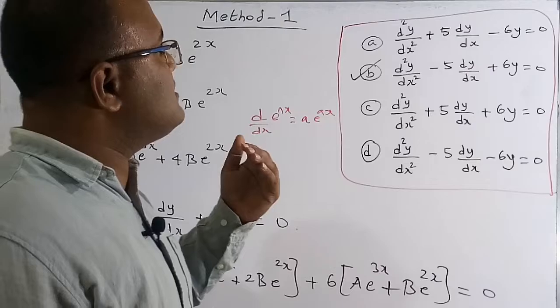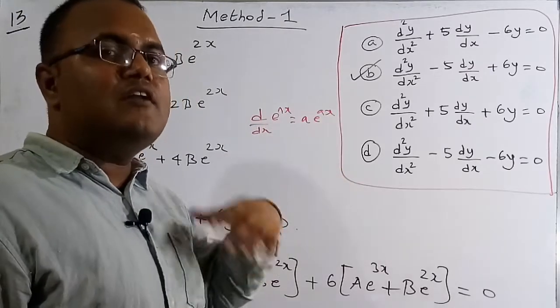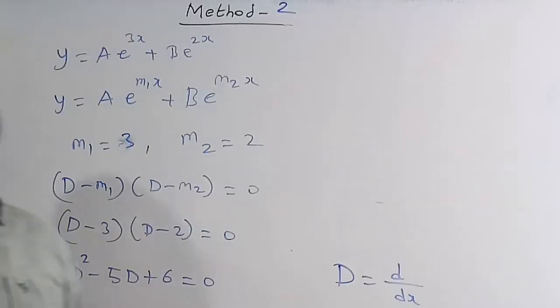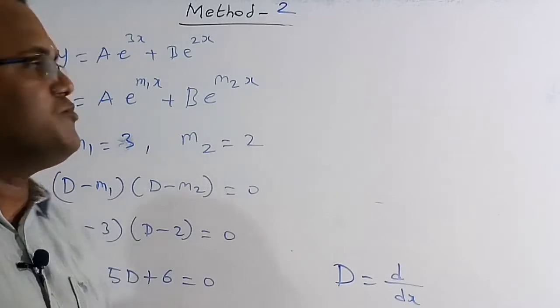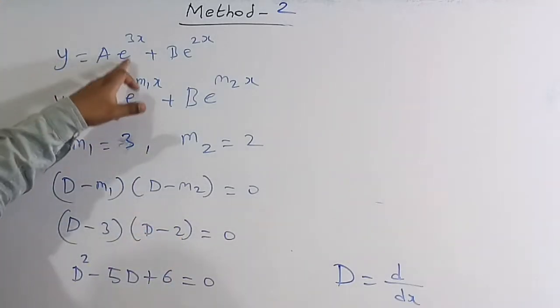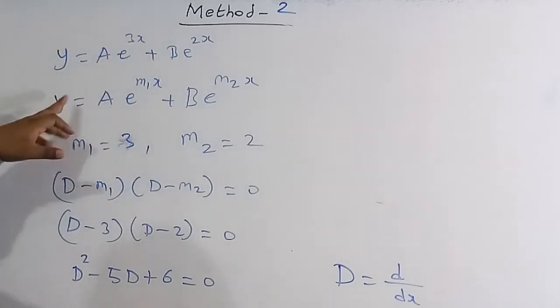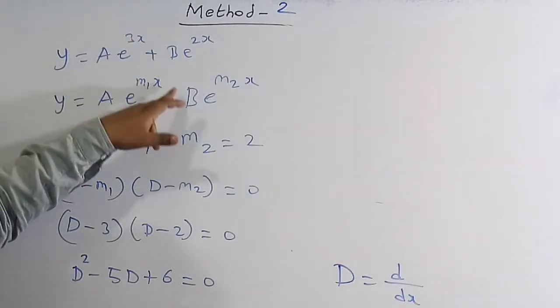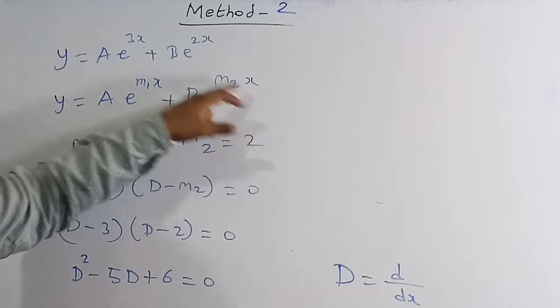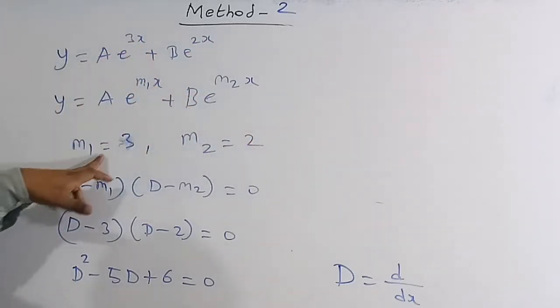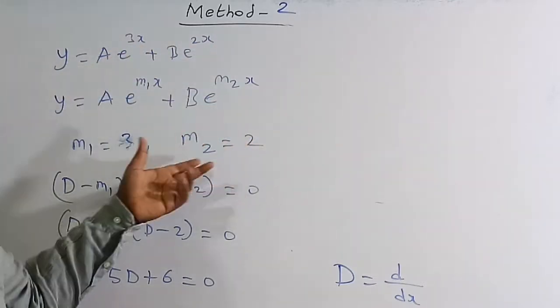Now I will discuss another method which you can solve in a much easier manner. We are going to solve the same question by method 2, which is y is equal to a into e to the power of 3x plus b into e to the power of 2x. This is in the general format of y is equal to a into e to the power of m1 x plus b into e to the power of m2 x. By comparing, we get m1 is equal to 3 and m2 is equal to 2. These are the roots.